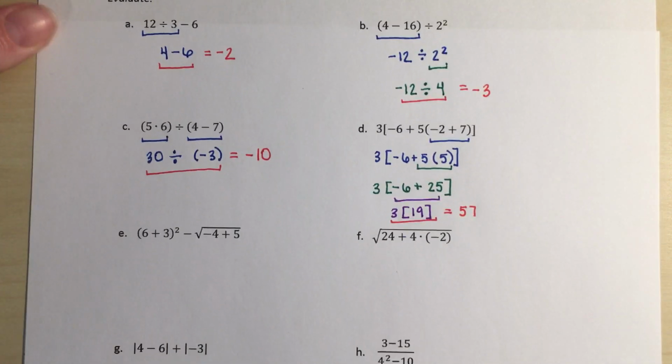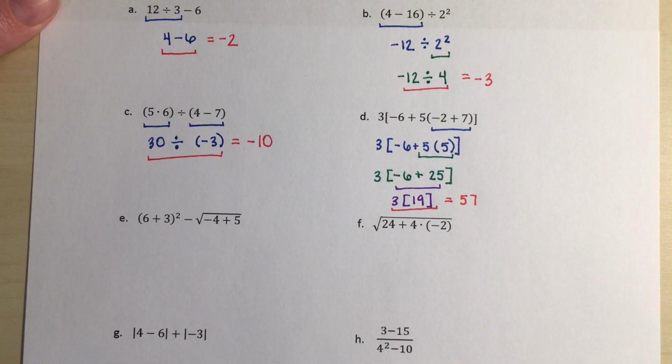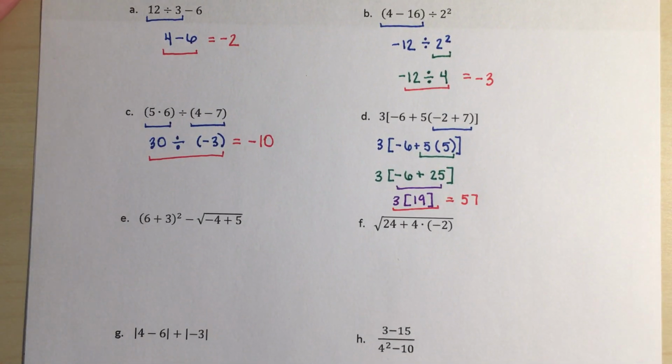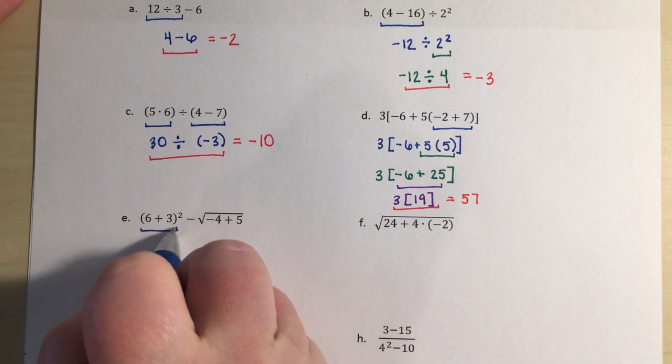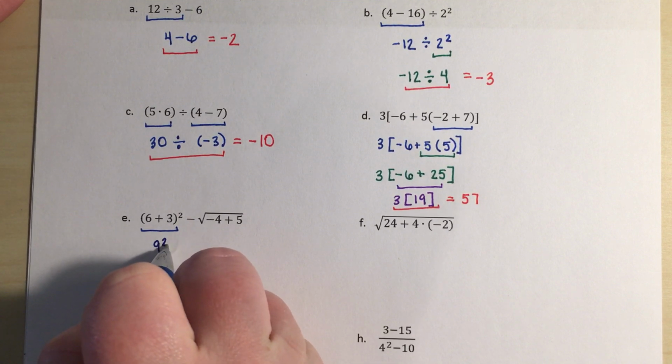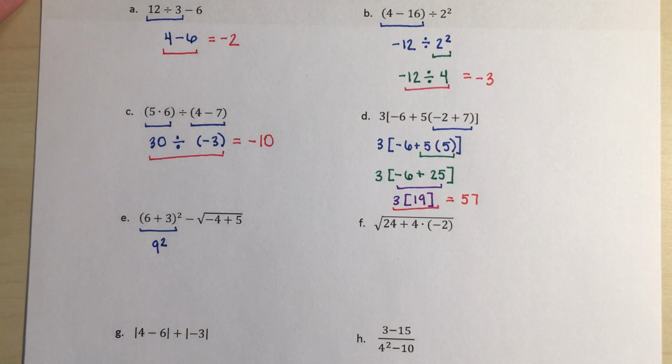Right, for E, now we're going to look at, and we're going to start with our parentheses. Right? So starting with our parentheses, 6 plus 3 gives us 9. Right? So what we have here is we're going to do 9 squared. In this particular case, this square root kind of also acts as a grouping symbol. We want to evaluate this. We want to evaluate the square root with our exponents. But before we do that, we actually have to figure out what's inside.